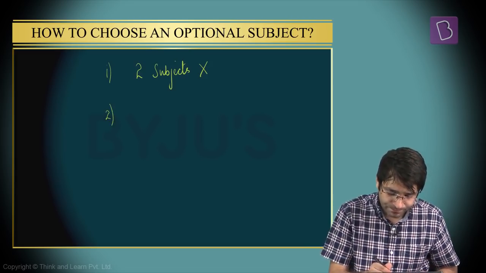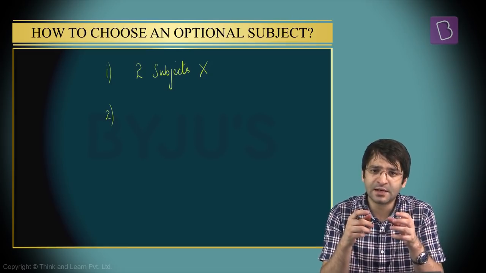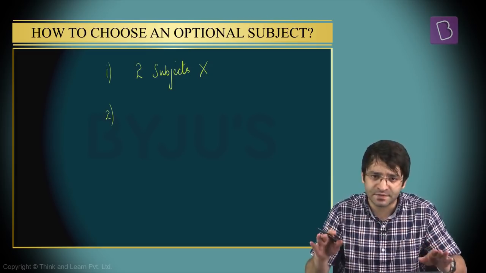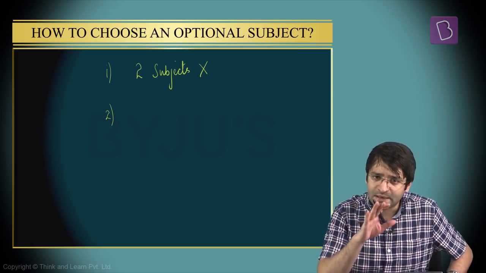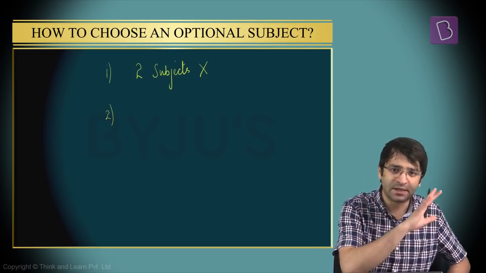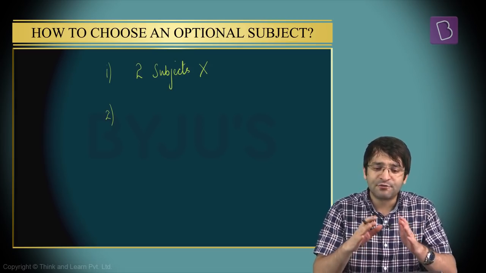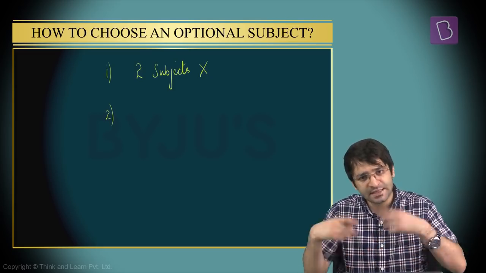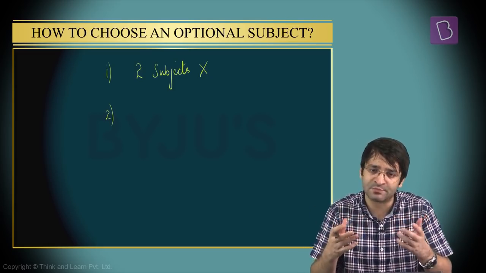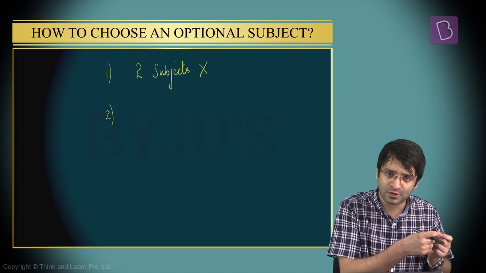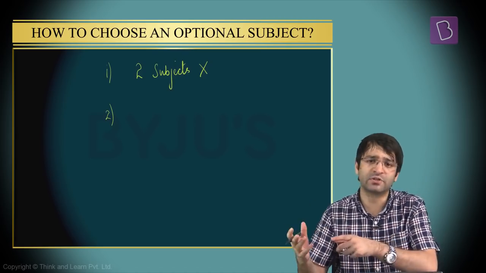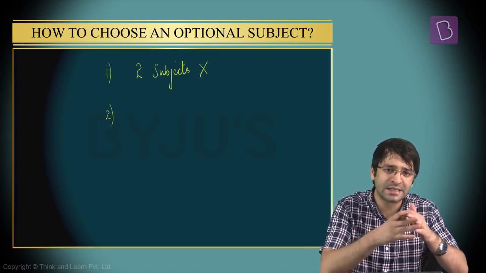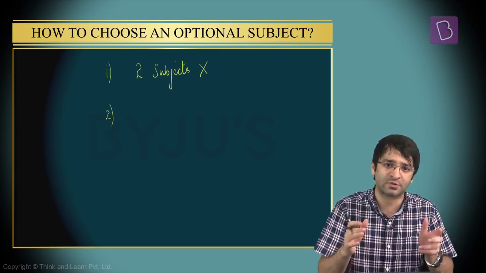Myth number 2, I can take an optional subject only if I have graduated in that subject. It's a myth. If you are a medical science doctor, you can take public administration as well. If your language is not Hindi, you can still take Hindi as your optional subject. A mathematics student can take history as his optional subject. So you don't have to be a graduate in that subject for you to choose that optional subject.